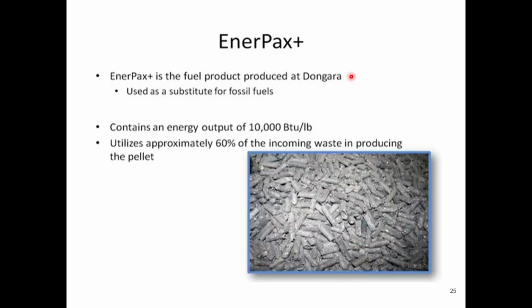So the fuel which is developed is this pelletized fuel, and the name is NRPX Plus. Okay, so this is the name of the product. NRPX Plus is the fuel product produced at Dongara. It is used as a substitute for fossil fuels, contains an energy output of 10,000 BTU, that is British thermal units, per pound, and utilizes approximately 60% of the incoming waste in producing the pellet.